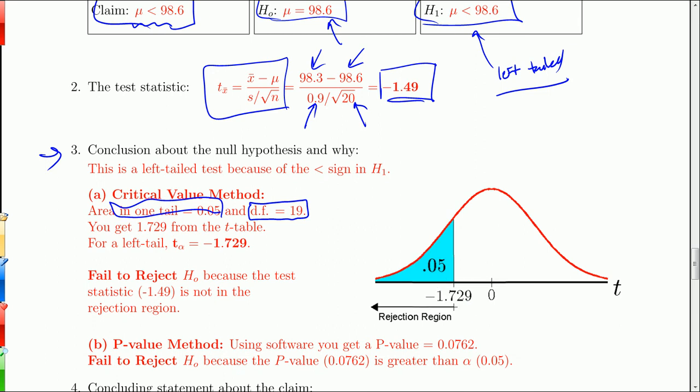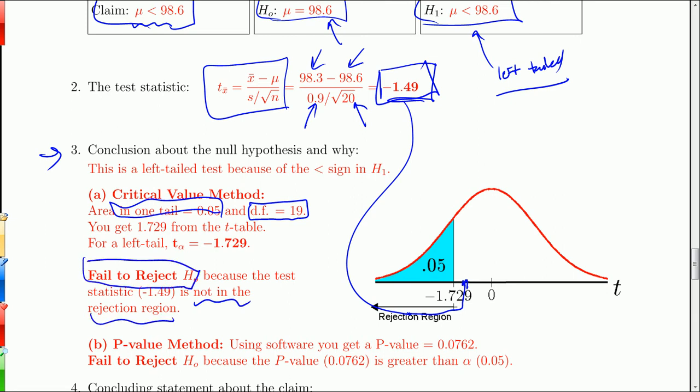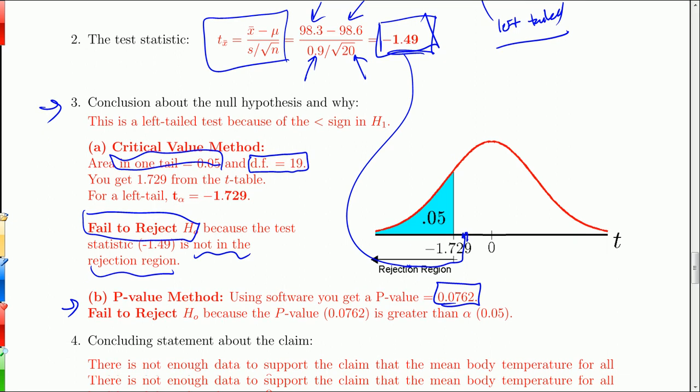And then you look at your test statistic, negative 1.49. That is here somewhere, right? So that is not in the rejection region, and you fail to reject the null hypothesis. If you use software, you get a p-value of 0.0762, which is too big to reject. So again, you fail to reject the null hypothesis.